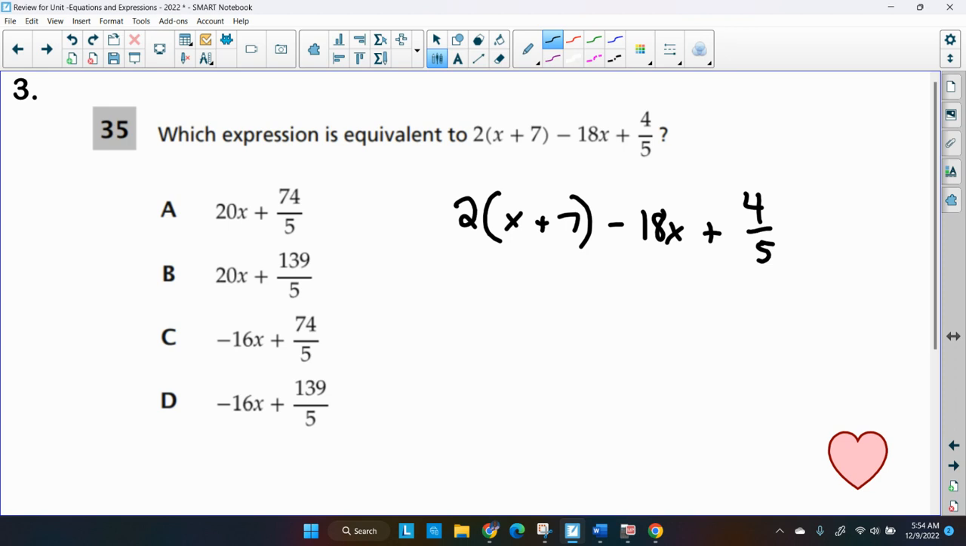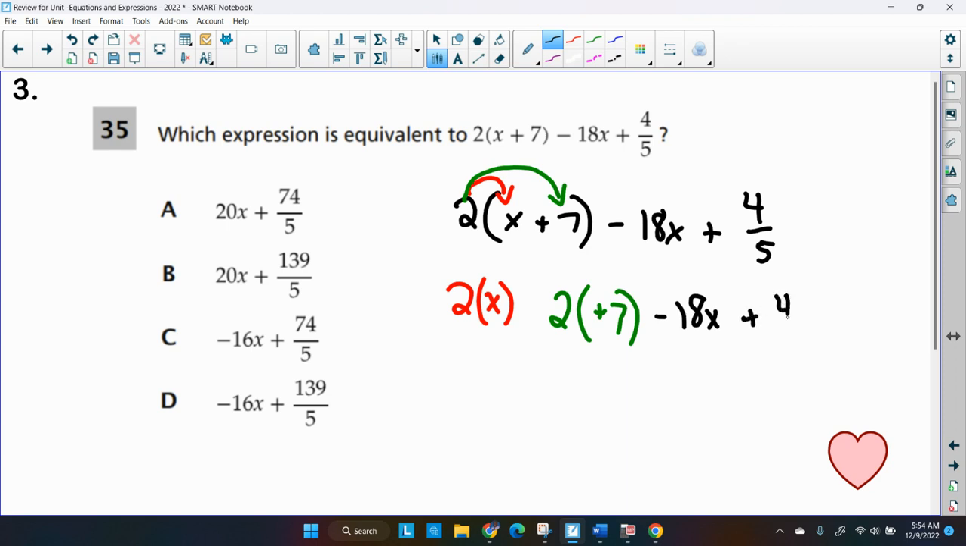Wow, got a lot going on here. Well, if you remember, when we have a number next to parentheses, that means we have to distribute that number to everything inside of the parentheses. That means 2 is going to be multiplied first by the x, and then 2 is going to be multiplied by the plus 7. That's your distribution. That means you're passing out that 2 or multiplying it by the terms on the inside. Now keep in mind, Dr. Rob, you have a minus 18x, and you're adding a fraction of 4 fifths. So keep that in mind.